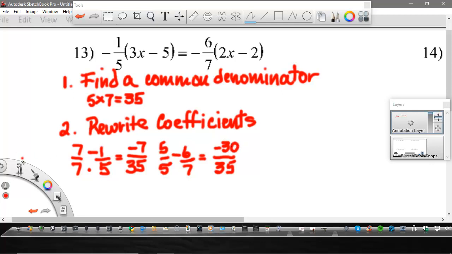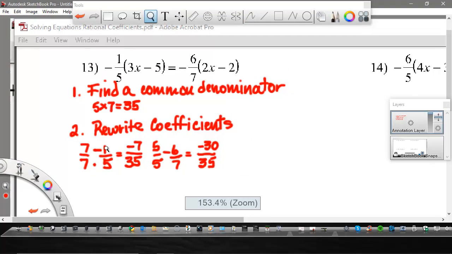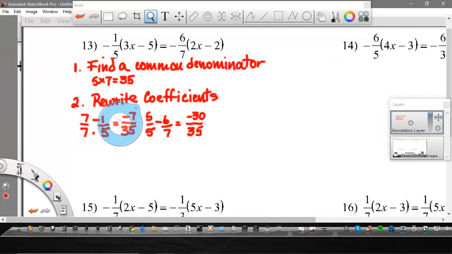Now those are just basically the first two steps. And now the third step is I want to replace this coefficient that you see right here with that equivalent fraction. This is going to replace the negative 1/5, because that's where it was taken from. And we will replace the negative 6/7 with the negative 30 over 35, because this is where this belongs. Now we're going to go ahead and rewrite this equation.